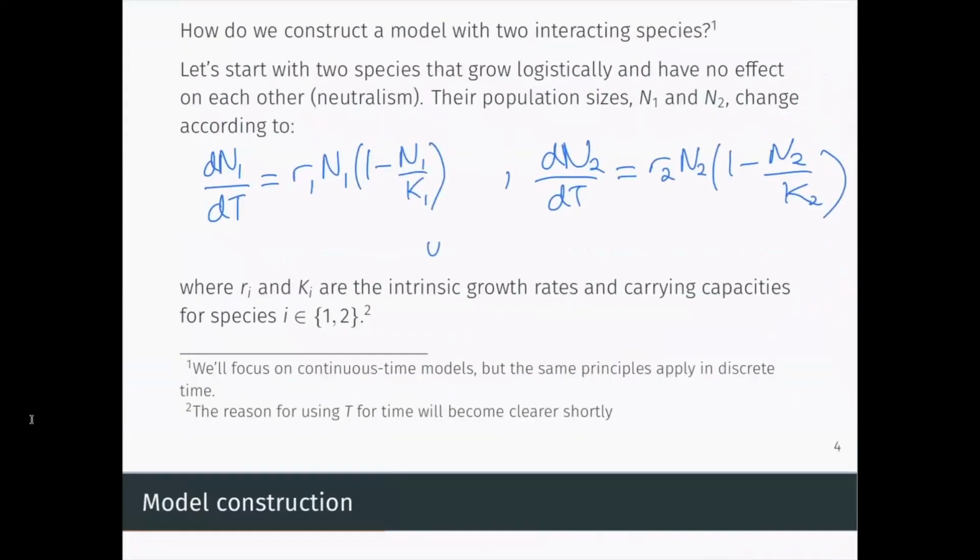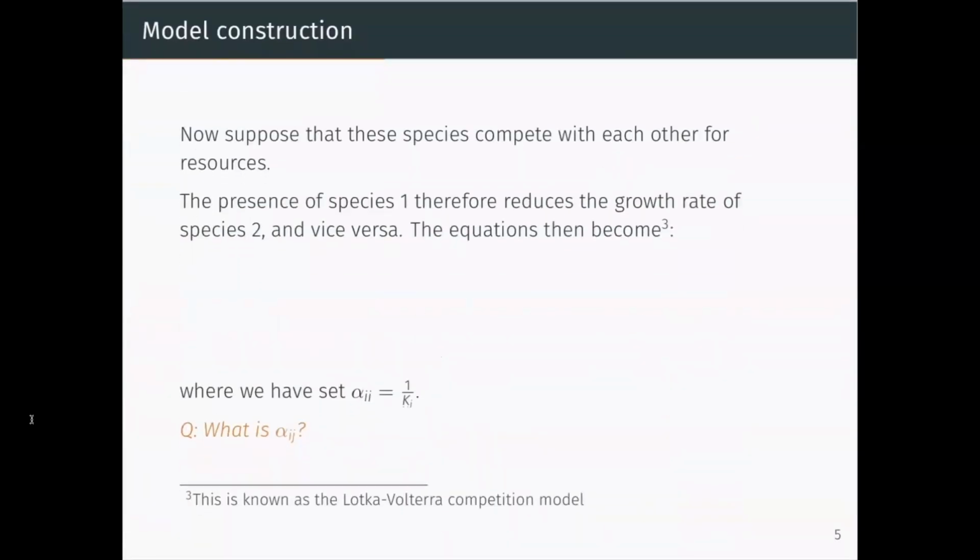Okay, so those species at the moment are not interacting with each other at all. So these ODEs are uncoupled, because they are not linked to each other. Now we want to couple them and think about how we would adjust these equations if these species compete with each other for resources. For example, suppose they're two species of bird and they're both competing for the same worms or seeds to eat. So what do we expect to happen? Well, we should expect that if they're competing with each other for resources, then the presence of one species should reduce the growth rate of the other.